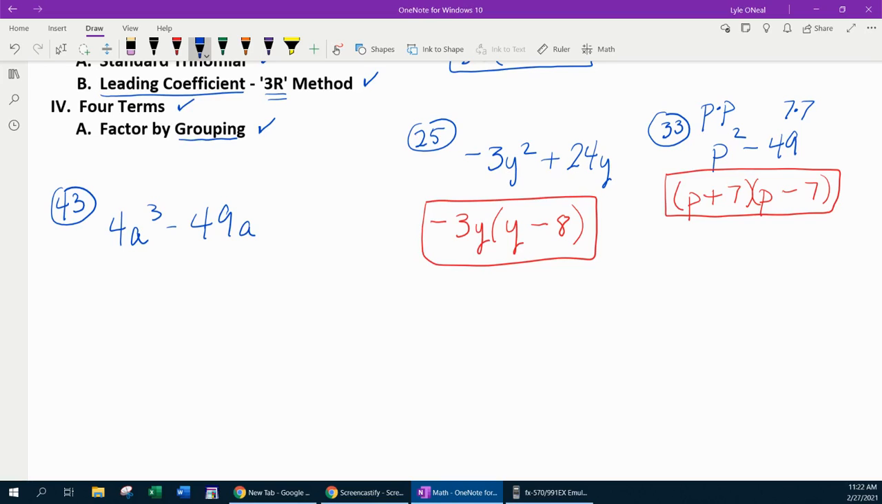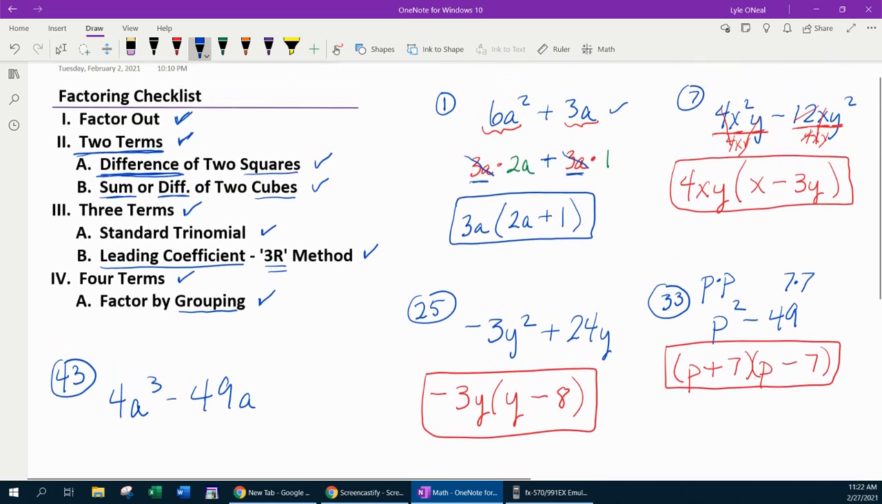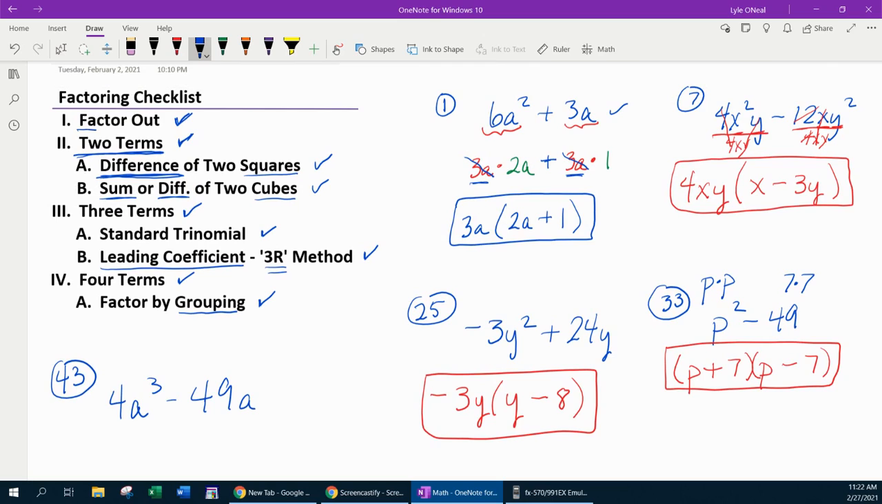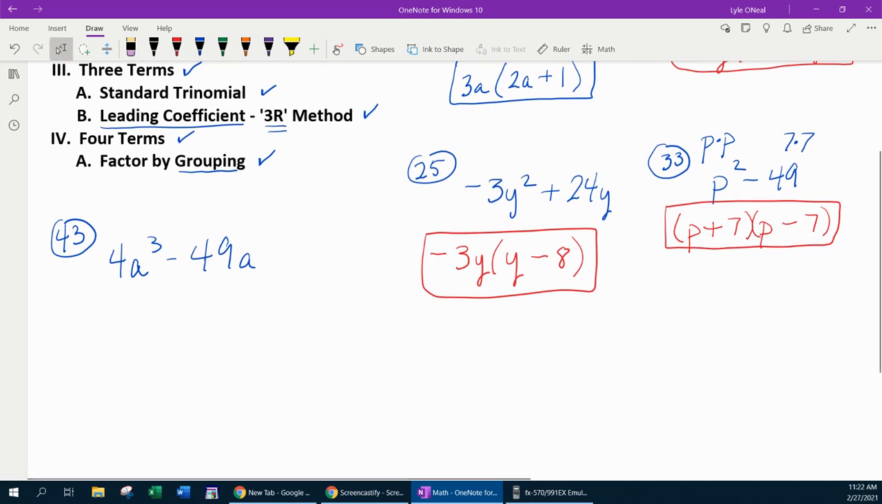Here we have a binomial. The instructions say factor, so it doesn't really tell me how to factor, so I'm going to use my checklist. Starting at the top, I need to know, is there a common factor that I can factor out? Well, I notice that both of these terms do have an a, so I am going to have to factor out an a. But between 4 and 49, there is no common factor other than 1. So the most I'm going to be able to factor out is a.